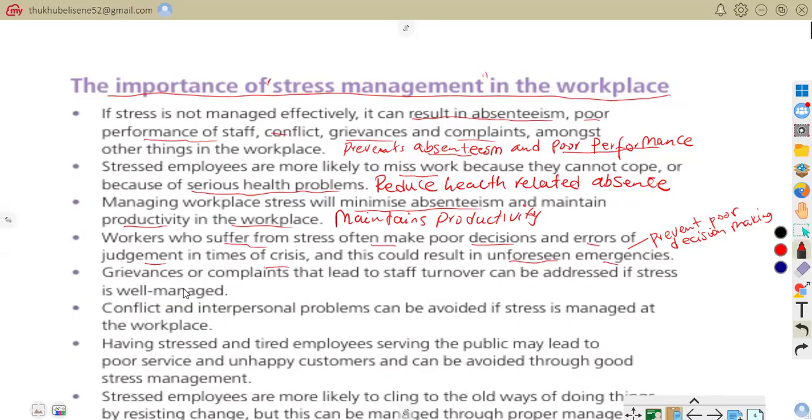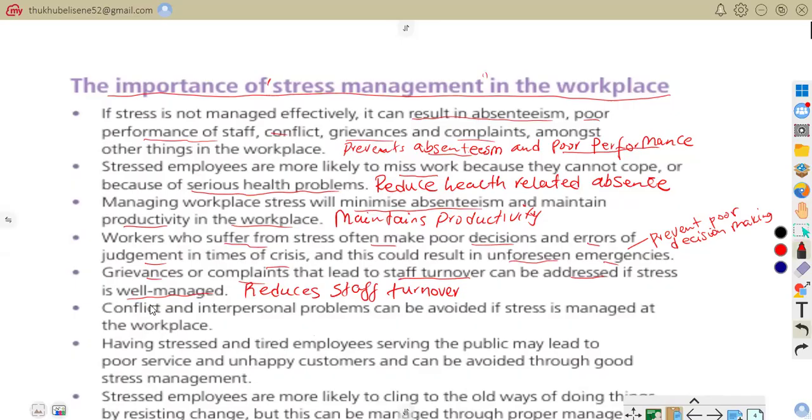Now let us move on. Grievances or complaints that lead to staff turnover can be addressed if stress is well managed. So here we are saying it reduces staff turnover. If well managed, the turnover of the staff is going to be reduced. Happy employees are less likely to leave. They will remain with the business. So that is that.